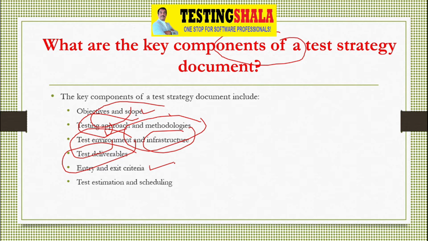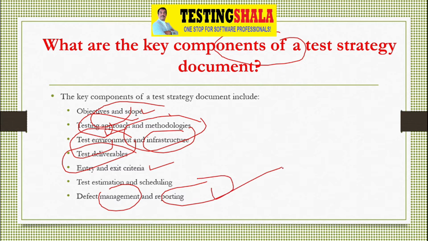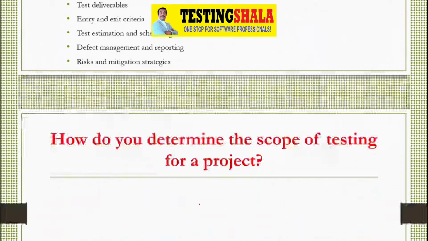That also we have to clearly define in this test strategy document, and how we are going to manage the defects, and how we are going to report, what tools we are going to be using. Also we have to clearly document in this test strategy document what risks we are anticipating in this testing project based on our previous project experiences, and how we are going to mitigate those risks as well.